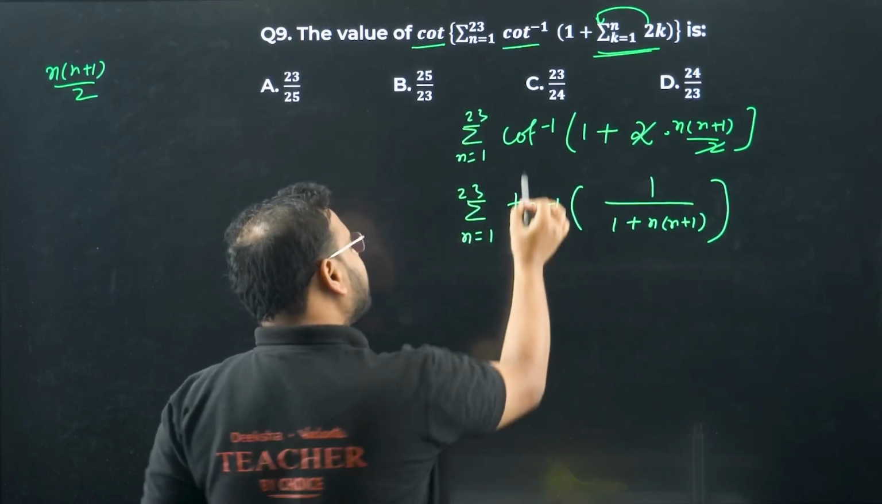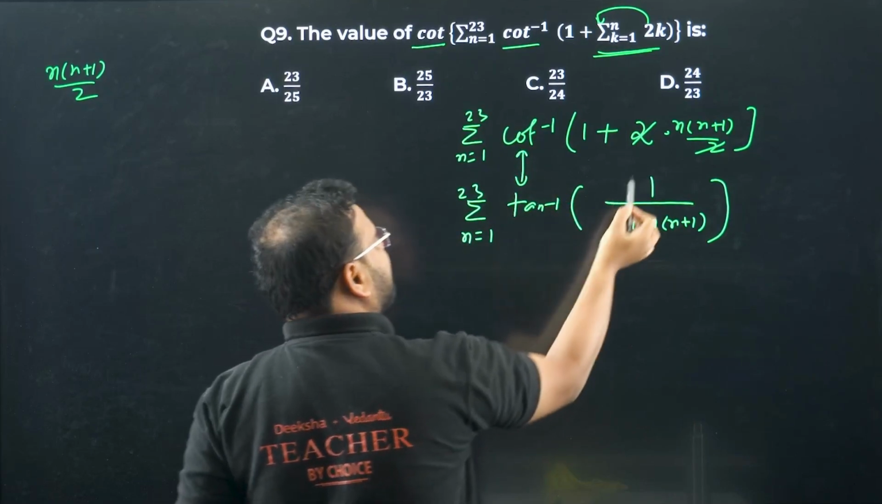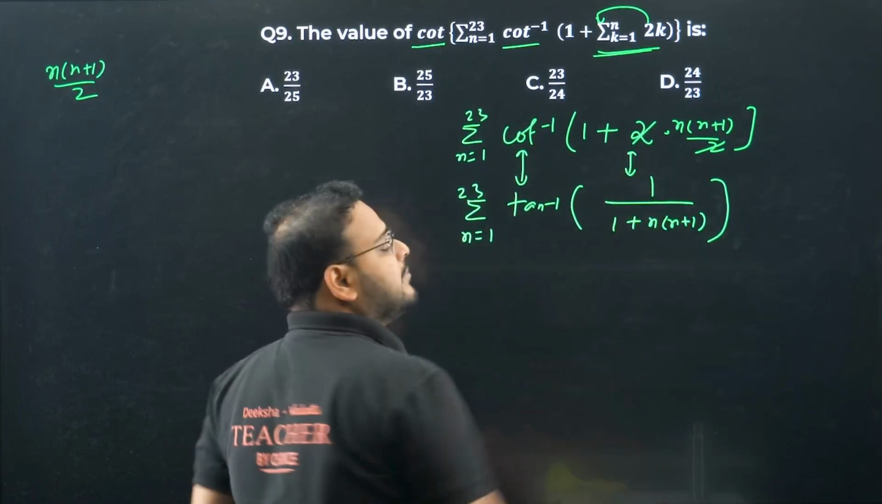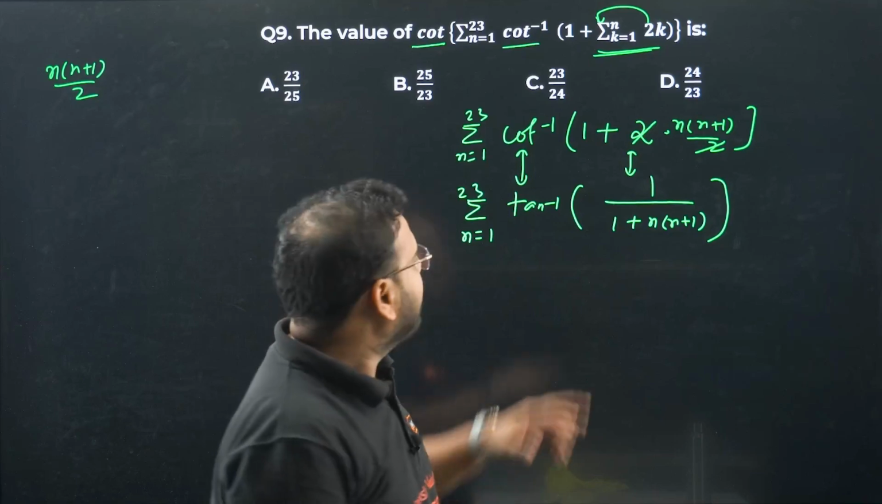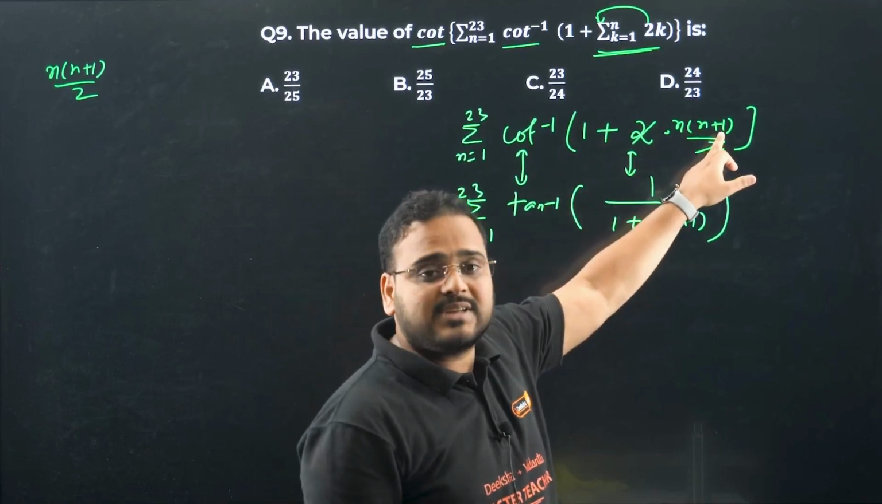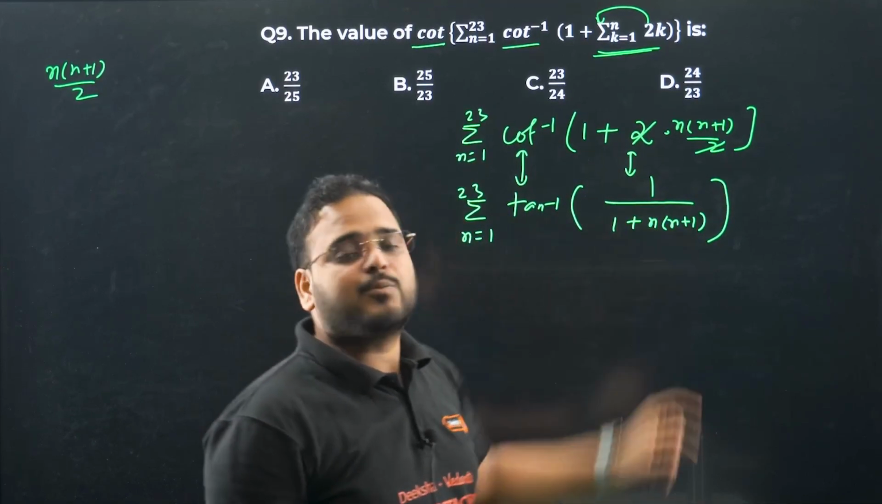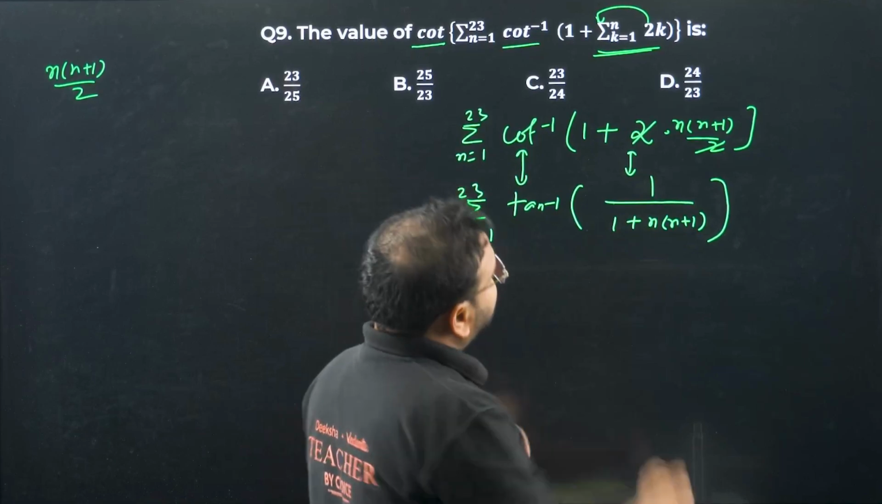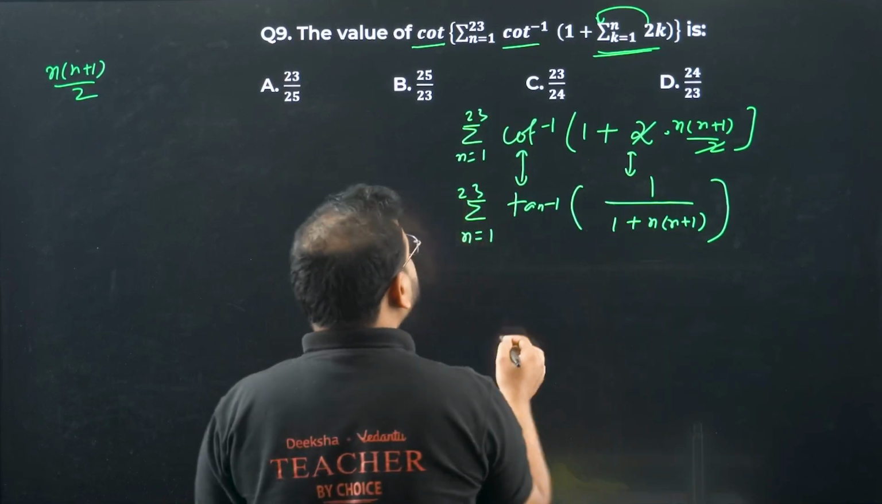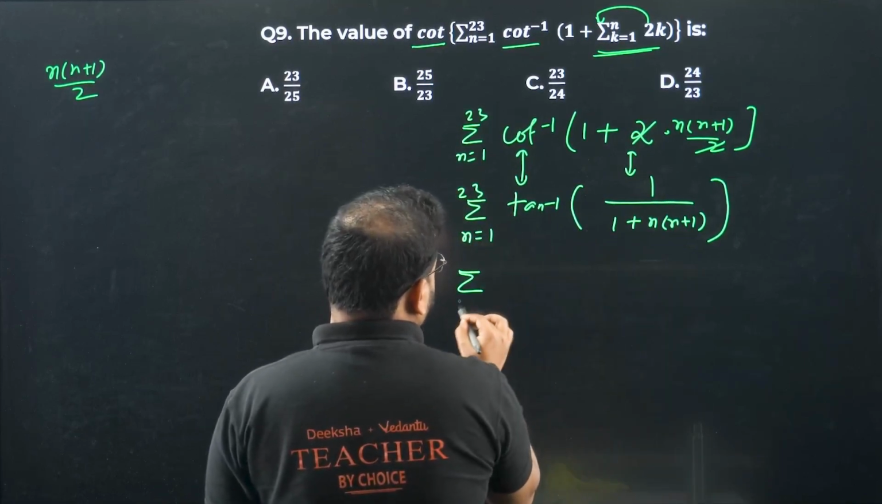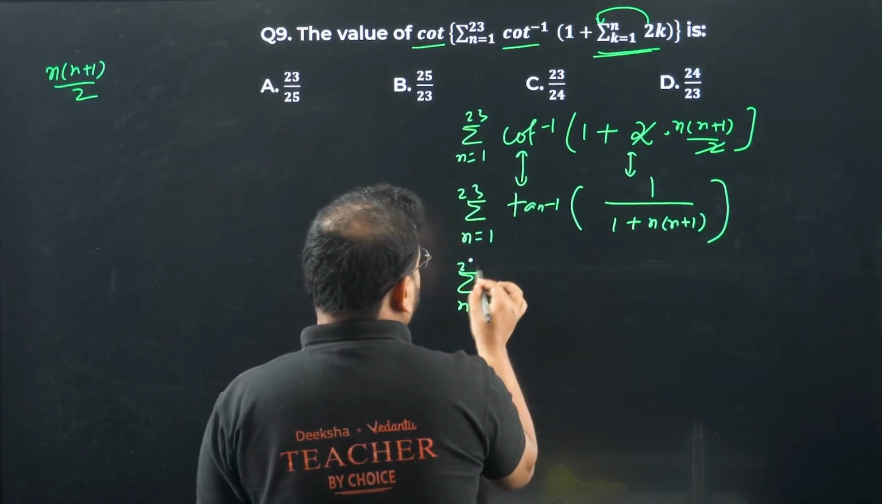It was cot inverse, I changed it to tan inverse. That's why I have to change this in the bracket also by the reciprocal. 1 plus n into n plus 1 was there, because 2 and 2 is cancelled, it becomes reciprocal as 1 upon 1 plus n times n plus 1. Why am I doing this? You'll see there's a formula, that's why.